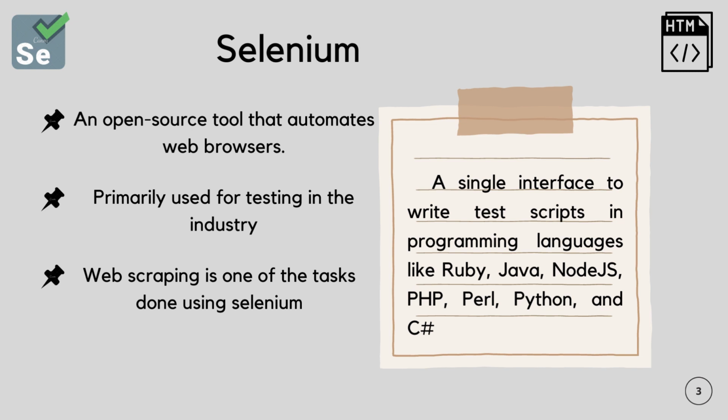Now we will look a little bit about what is Selenium. Selenium is an open source tool that automates web browsers. Primarily, it is used for testing in the industry. Web scraping is one of the tasks that can be done using Selenium. Selenium has a single interface to write test scripts in programming languages such as Ruby, Java, NodeJS, PHP, Perl, Python, and C.